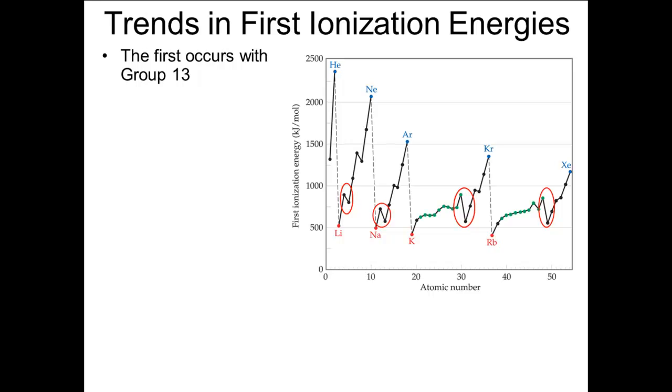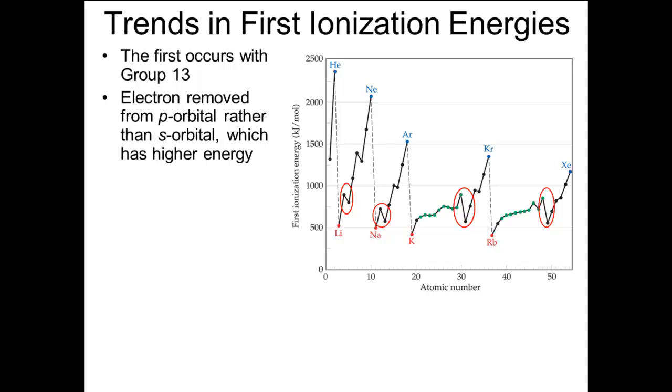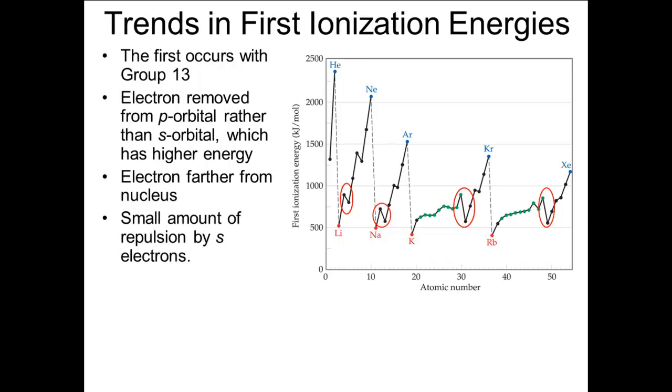The first occurs with group 13. Group 13 begins the p block, so the last valence electron is in the p subshell rather than the s subshell. This means that the electron is in a higher energy orbital. The electron is also a little bit further away from the nucleus, and there is a bit of repulsion from the s electrons. All of these things reduce the energy needed to remove the electron.